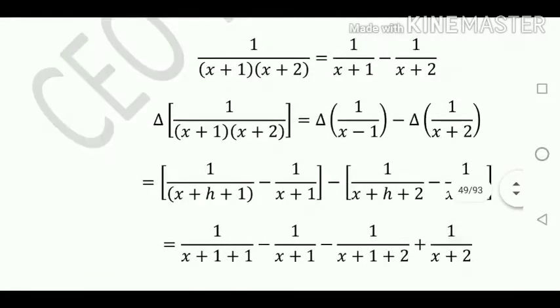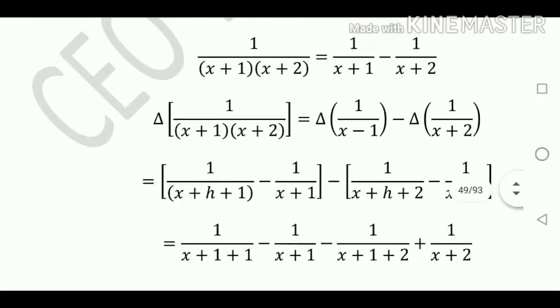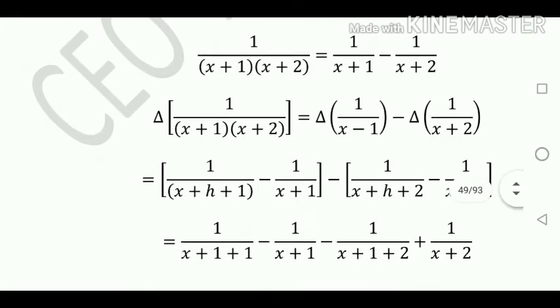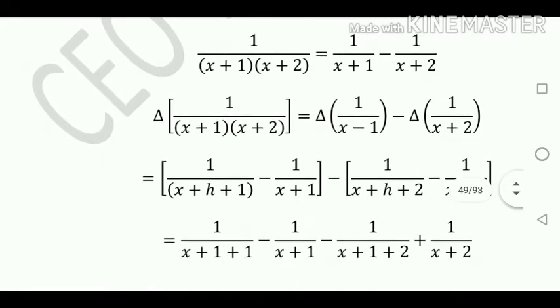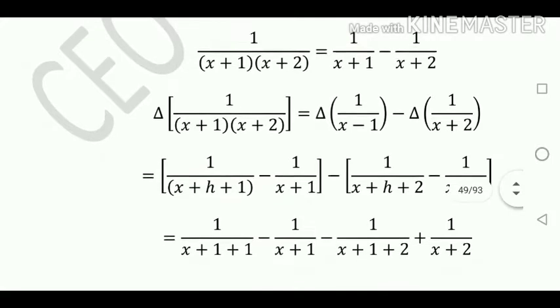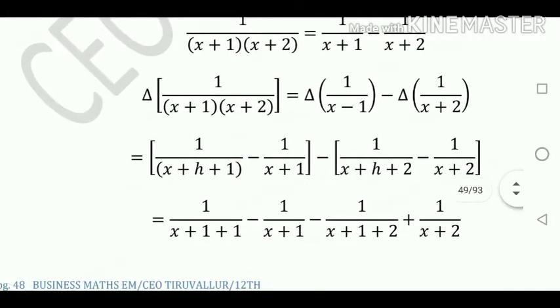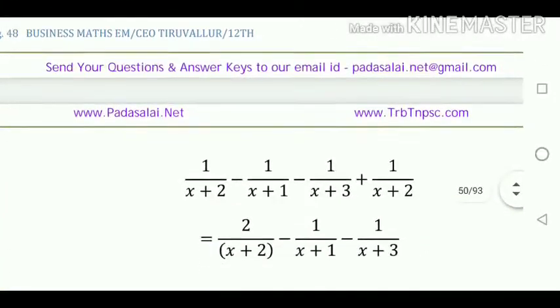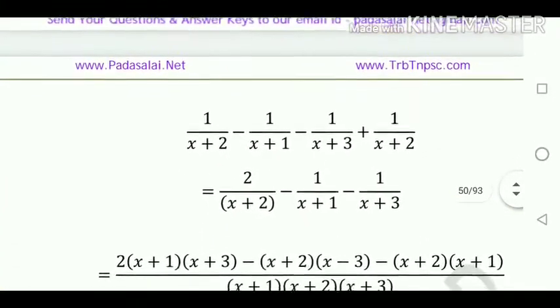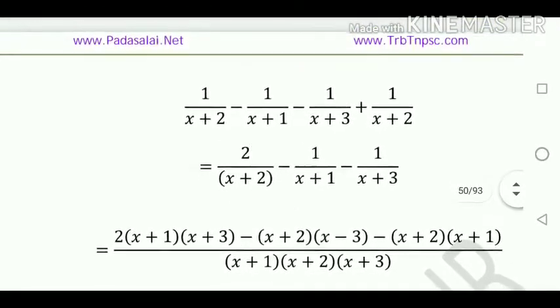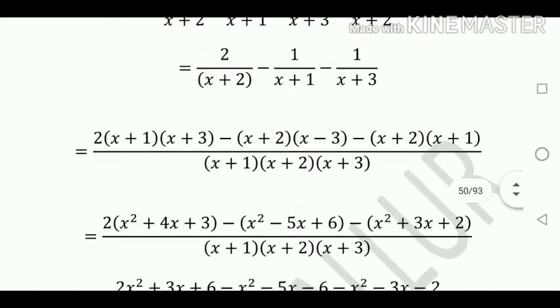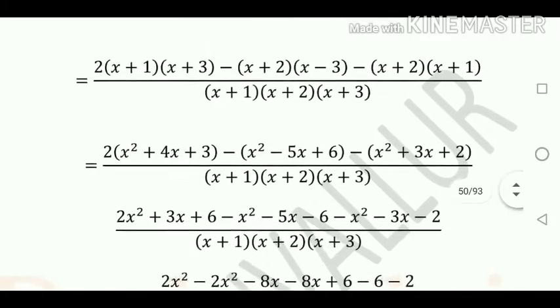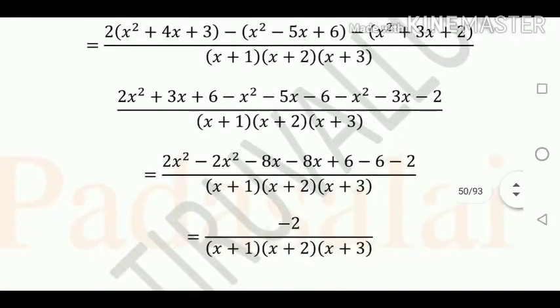In the place of x, we put x plus h. So x plus h plus 1 and x plus h plus 2. Likewise you write the formulas and get the values 1 by x plus 2, minus 1 by x plus 1 and 1 by x plus 3. After that, by taking LCM, the answer becomes minus 2 by x plus 1, x plus 2 and x plus 3.